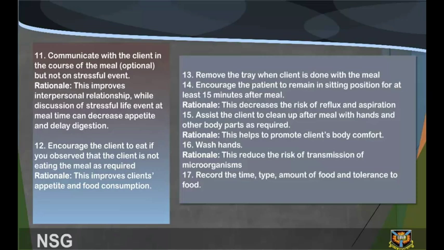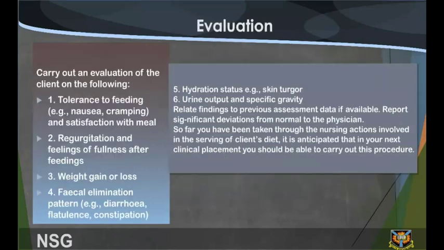13. Remove the tray when client is done with the meal. 14. Encourage the patient to remain in sitting position for at least 15 minutes after meal. This decreases the risk of reflux and aspiration. 15. Assist the client to clean up after meal with hands and other body parts as required. This helps to promote client's body comfort. 16. Wash hands. This reduces the risk of transmission of microorganisms. 17. Record the time, type, amount of food, and tolerance to food.